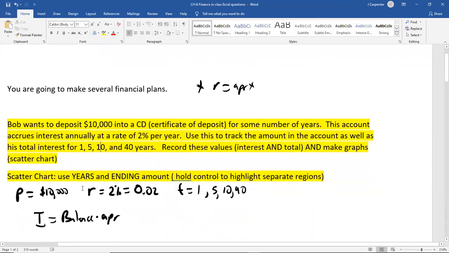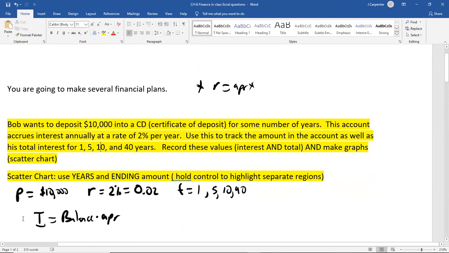So here is just, I kind of identified some information. Your principal is 10,000, the interest rate is 2% or 0.02 as a decimal. If you're doing this by hand, that's 0.02. If you do it in Excel, you can use 2%. And then the time we ultimately want to go to is 1, 5, 10, and 40 years. And remember, when you're looking at a single iteration, no matter what, if it's compounding annually, you're looking at 1 year. If it's compounding daily, you're looking at 1 day.